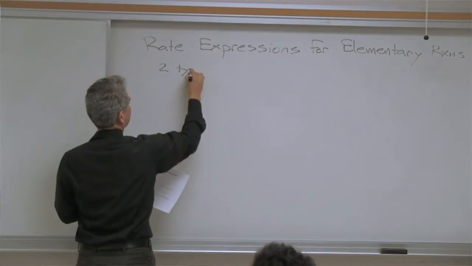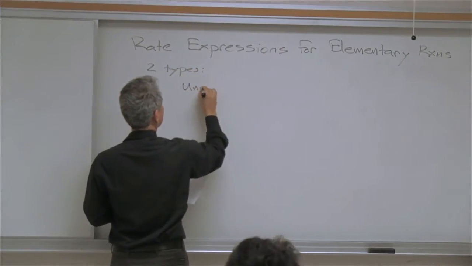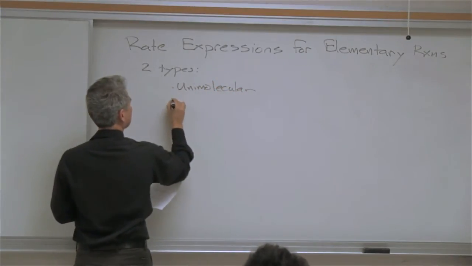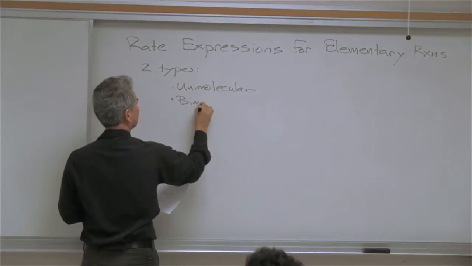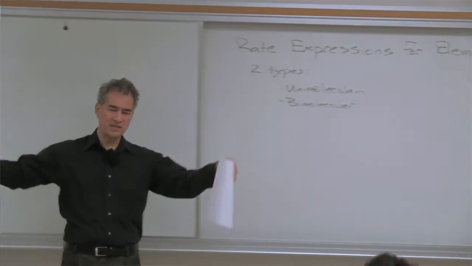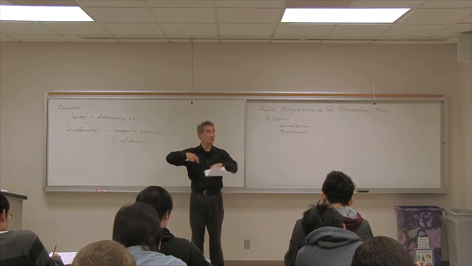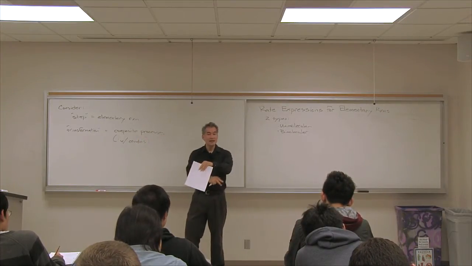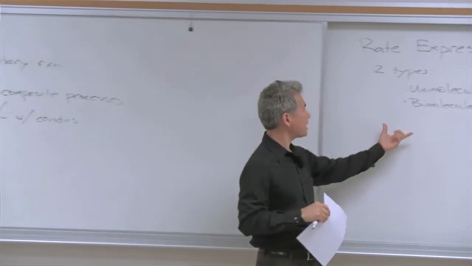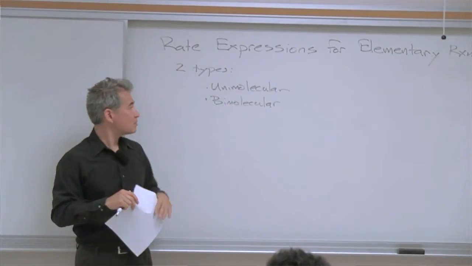Well, there's really only two different types of elementary reactions. There's unimolecular, and there's bimolecular. So a unimolecular reaction means you've got some reactive intermediate that's just waiting to do something, to dissociate, to cyclize. Just one single component that's waiting around. Bimolecular reactions require a collision. They require some sort of a collision.